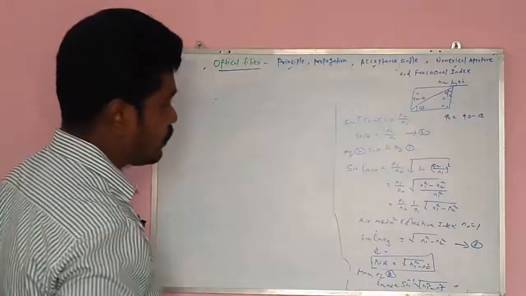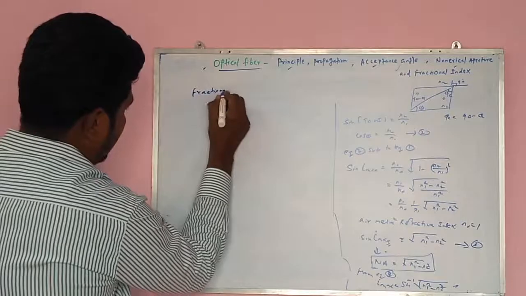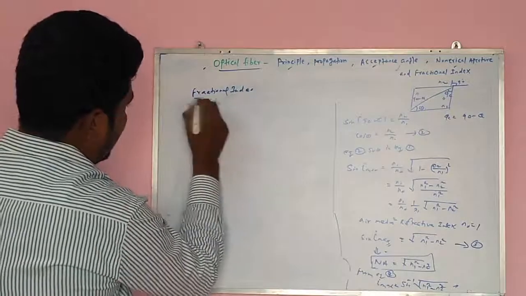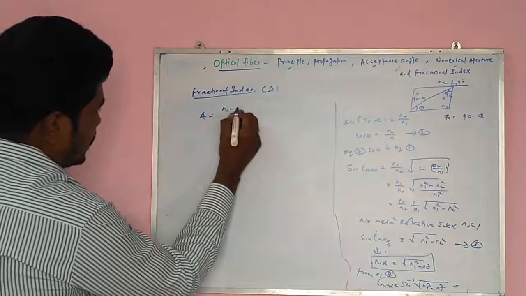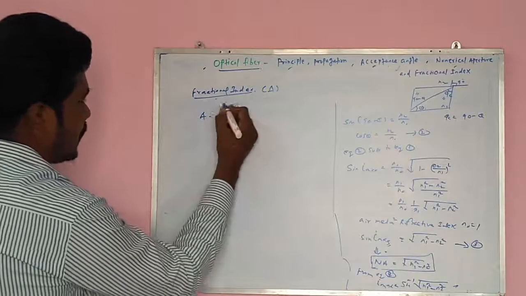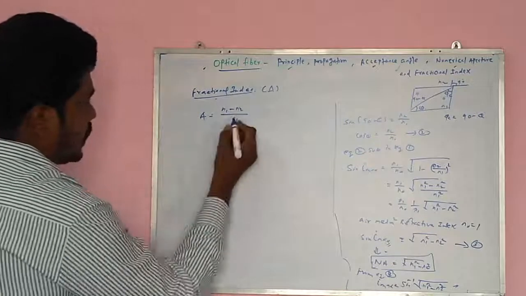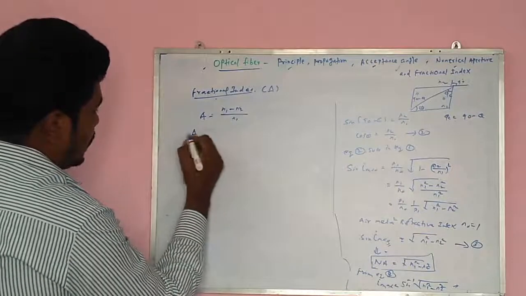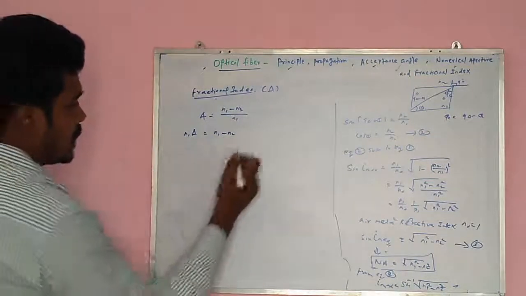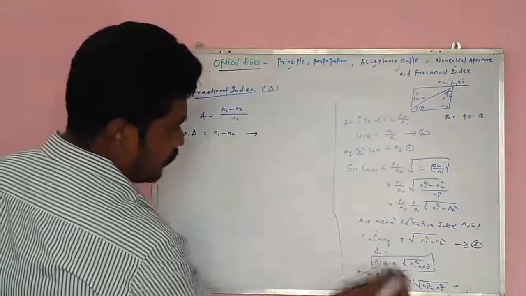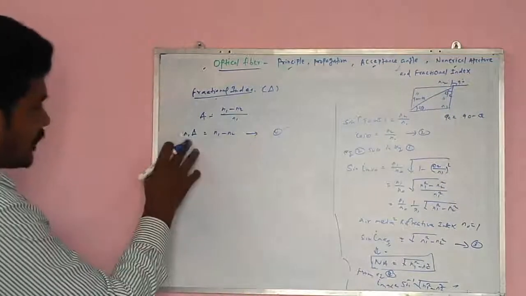So in this case, next we find the fractional index of the optical fiber, simply delta. The fractional index delta is equal to n1 minus n2 divided by n1. So n1 delta is equal to n1 minus n2. This is equation number 4. So this is the value for the fractional index.